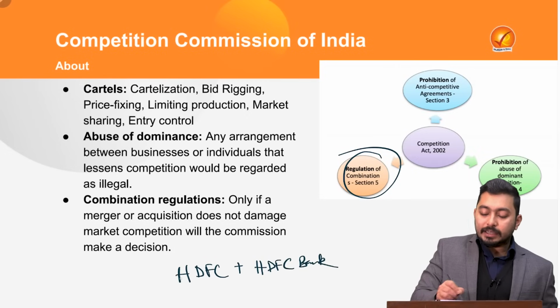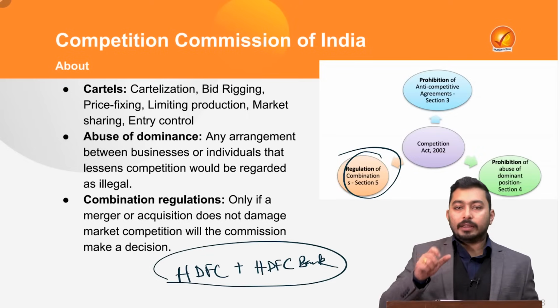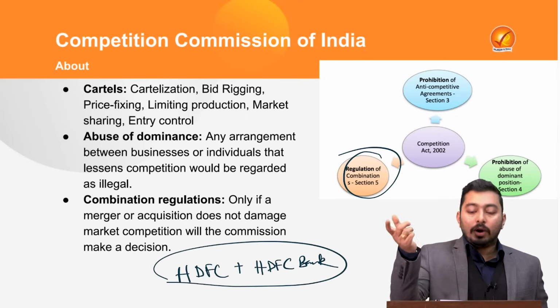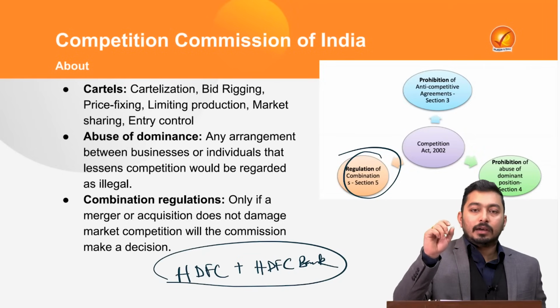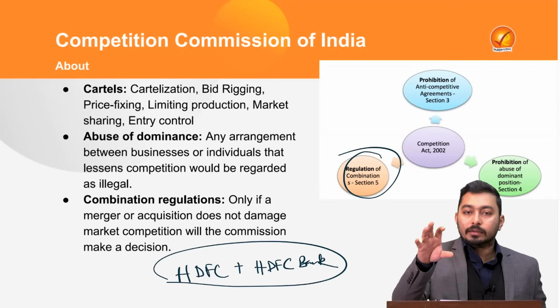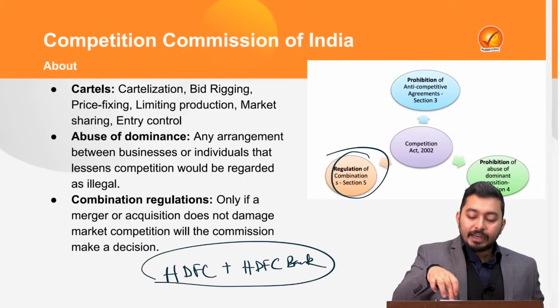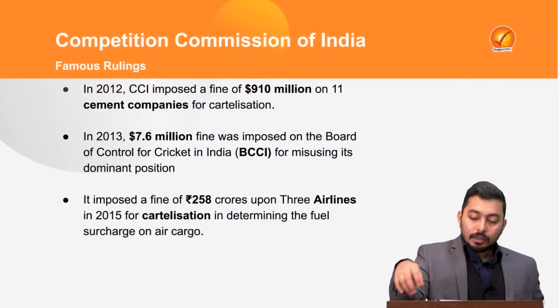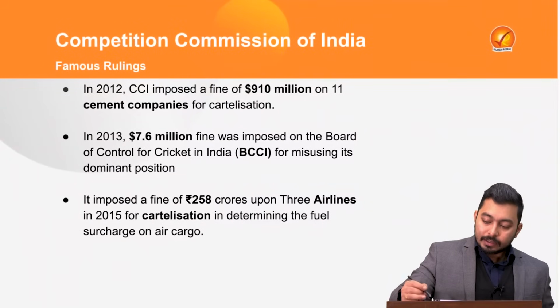So these two entities merged together. If they merged together, they had to take the go-ahead from CCI. That's an approval from the regulator. So these are the three different areas where CCI looks into all kinds of allegations. Now, what are some famous rulings?